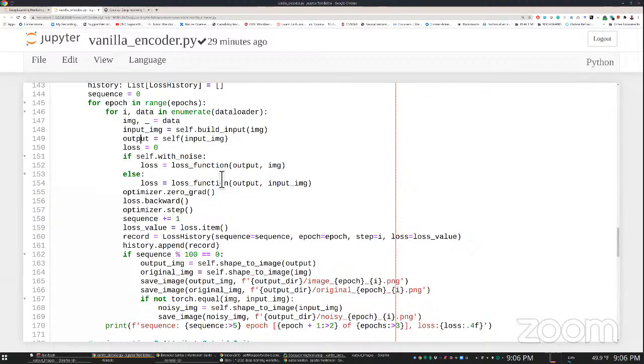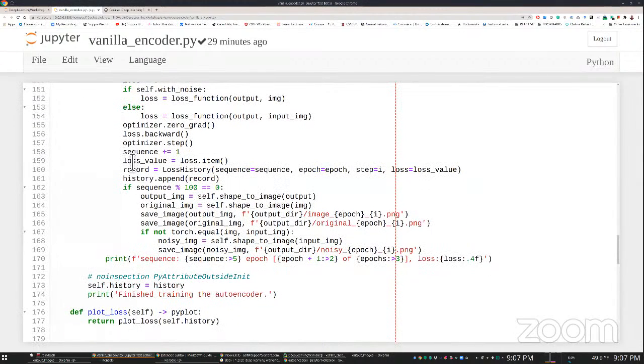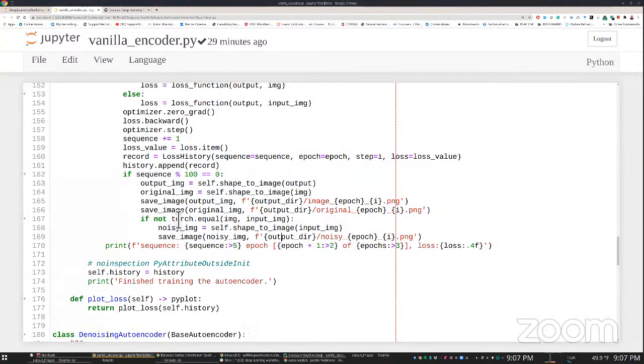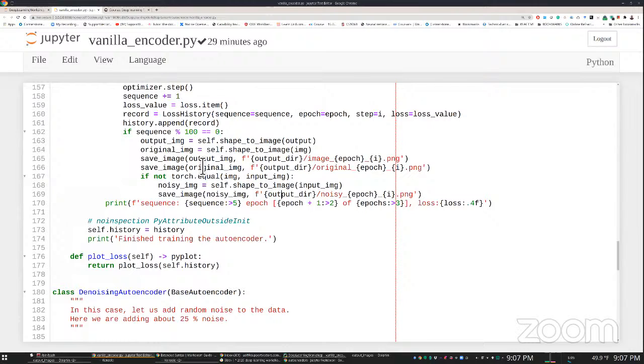Then with this output I need to compute the loss. Once I have the loss, I need to backpropagate the loss, right? And then the optimizer, once I have backpropagated the gradients of the loss, takes one step, which means it updates all the weights. Then the rest of it is just bookkeeping. I'm storing some information, and do you notice that I store some files into the directory? That's how I visualize it in the Jupyter notebook. I save these there, right?